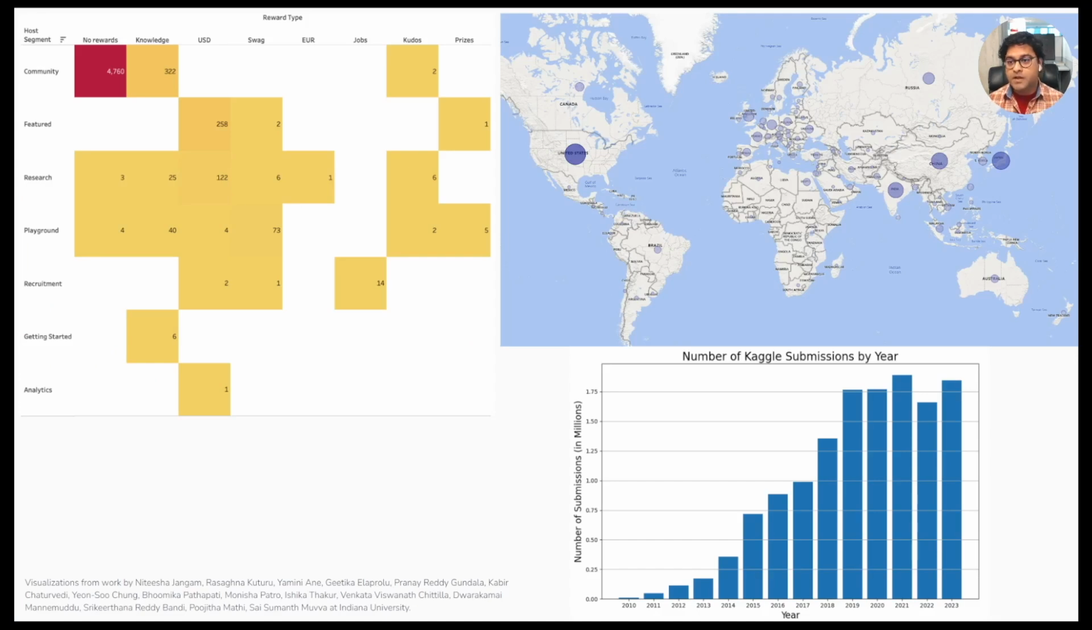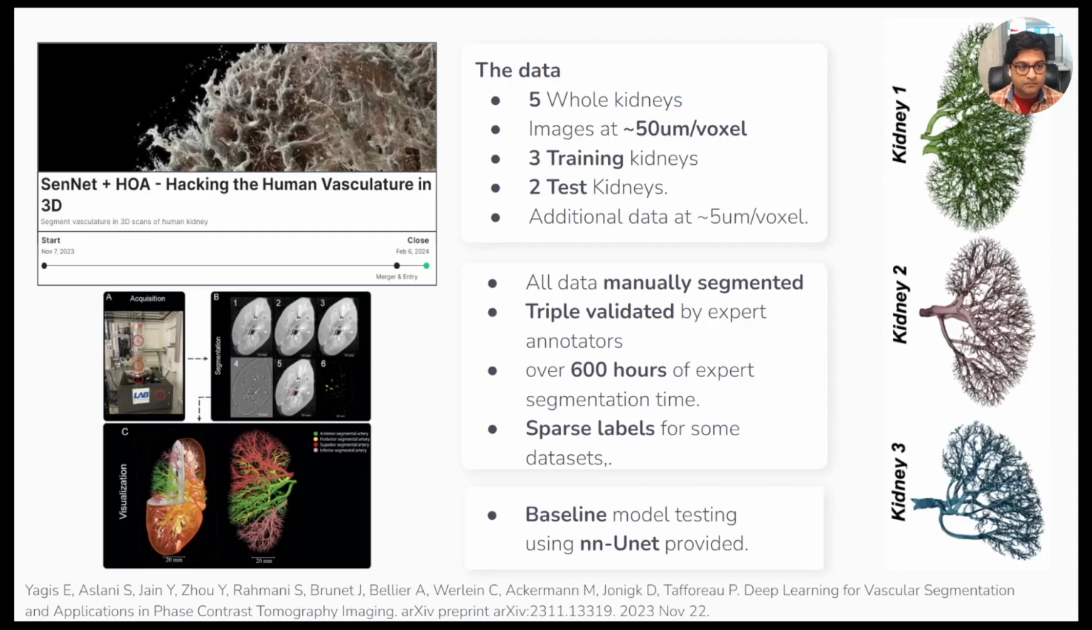As you can see on the top left, Kaggle has hosted thousands of challenges in the past 10 or so years that it has existed. And on the right, you can see that the community is truly global, where you have teams participating from all over the world. And Kaggle sees millions of submissions every year across its different competitions.